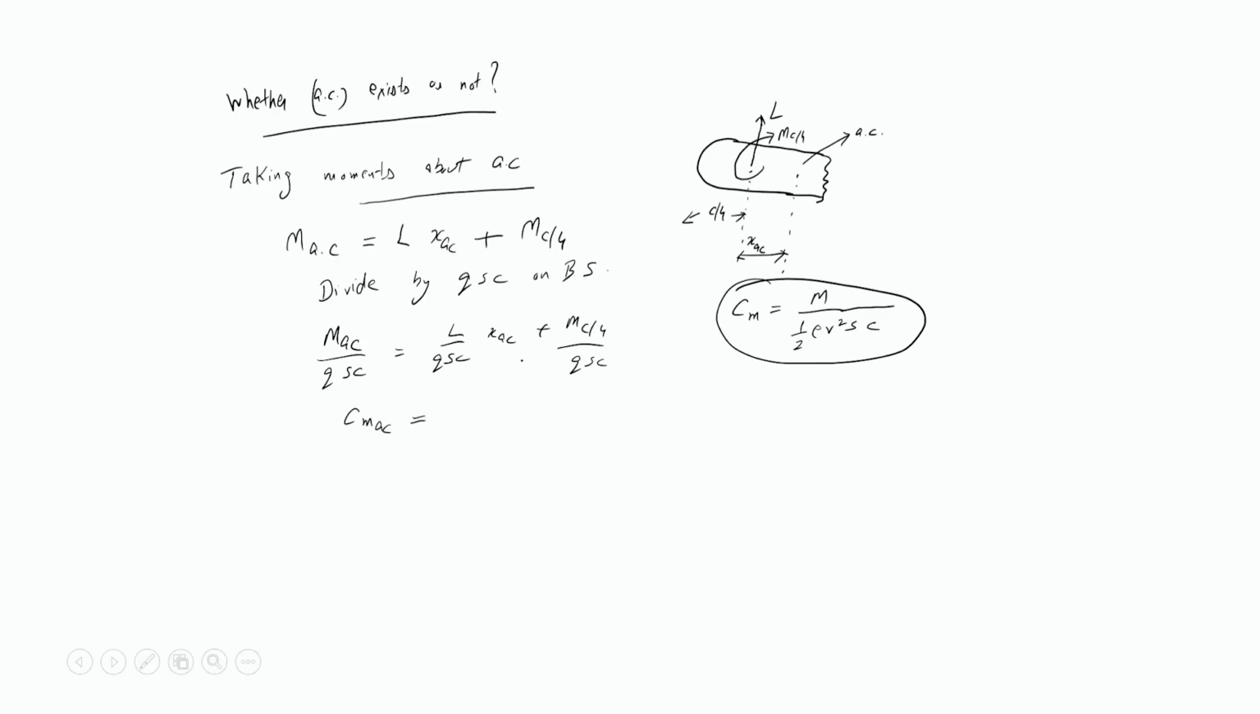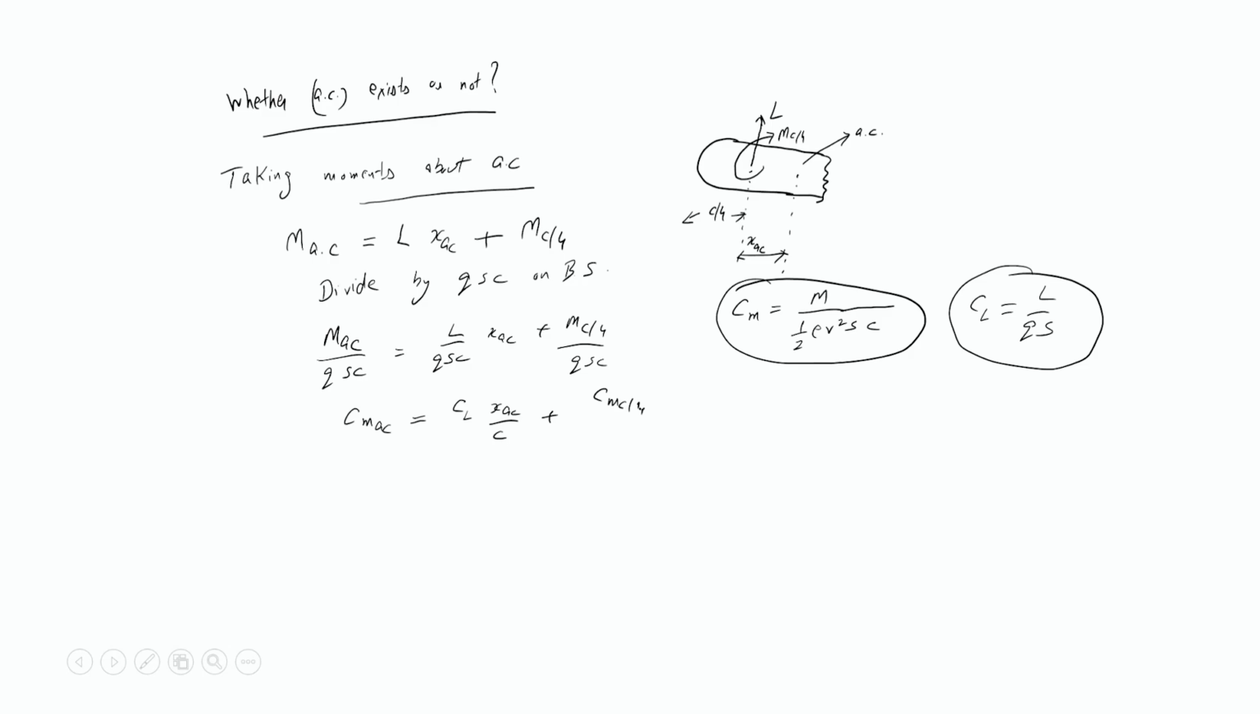C_M,AC, and what is L by qSc? L by qS was CL. Okay, not c, this is a force. So now you have CL times x_ac by c. Similarly, this one is C_M,c/4. I hope there is no confusion here up to this point.